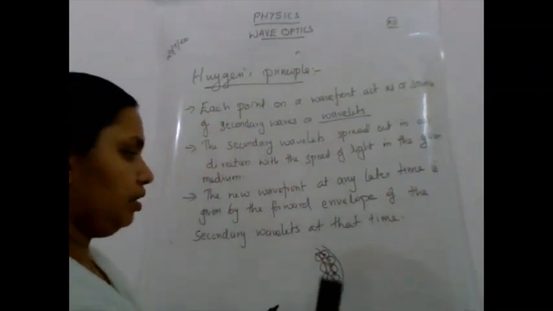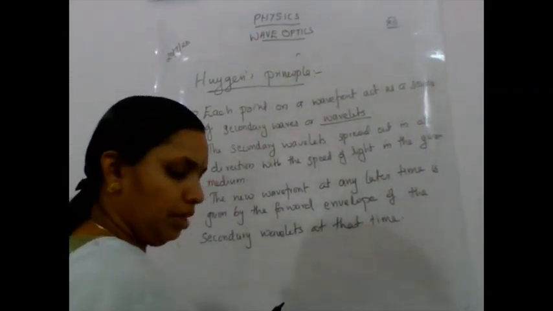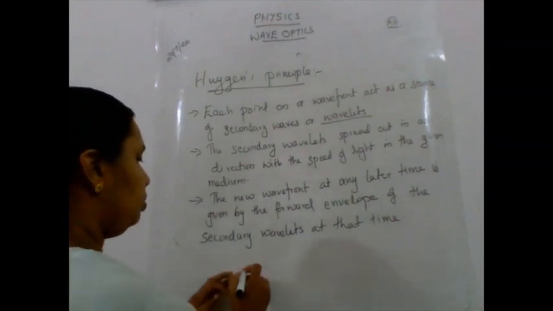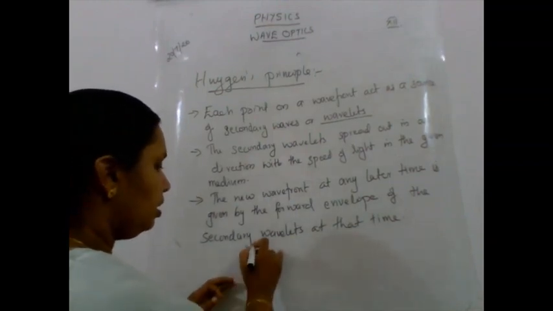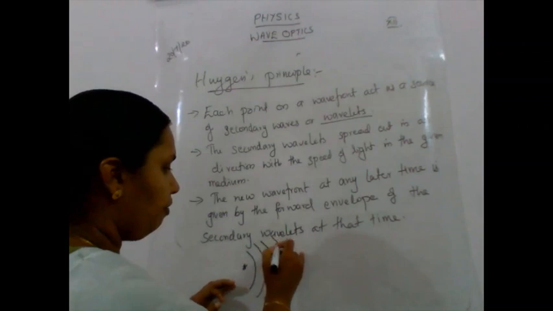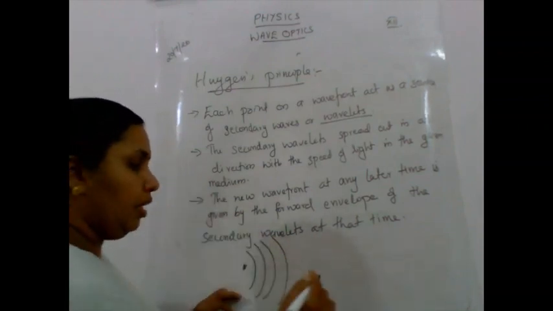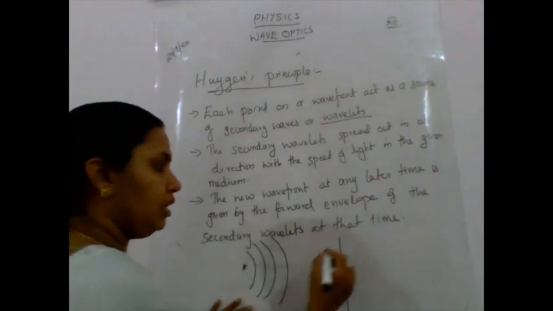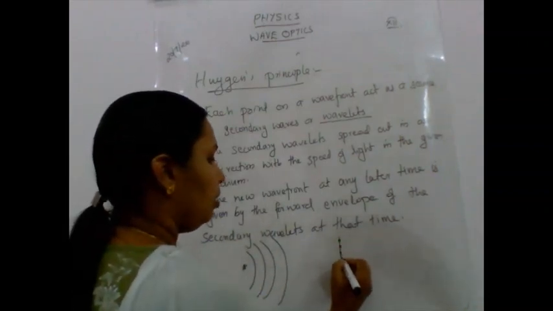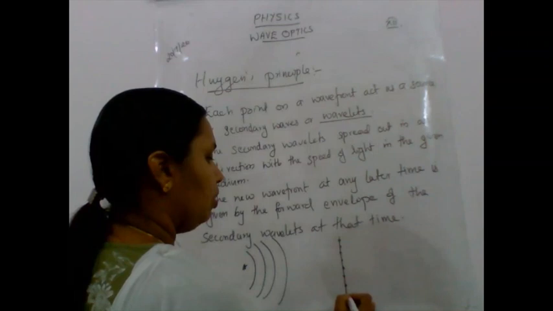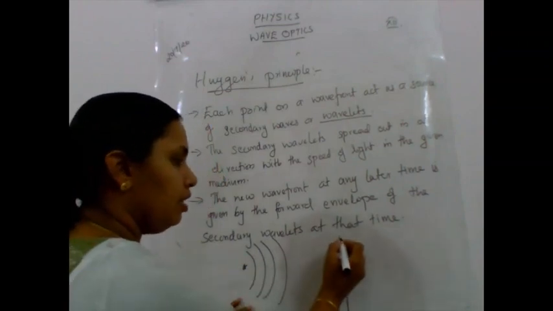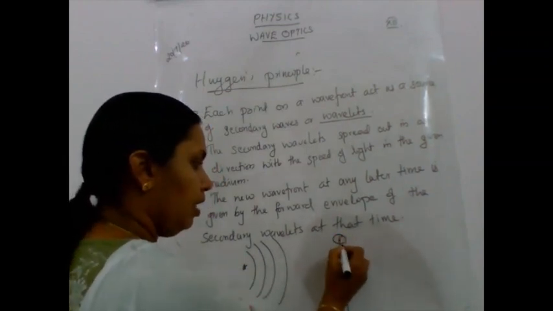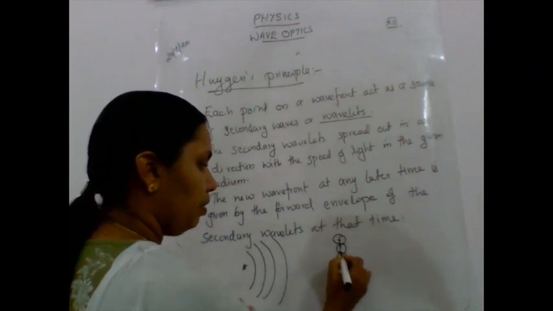If the source is a point source, it will be circular. So it's a spherical wavefront. And if the source is a linear source, here all the points will act as the source of secondary wavelets. So from this point, there are wavelets produced like this.